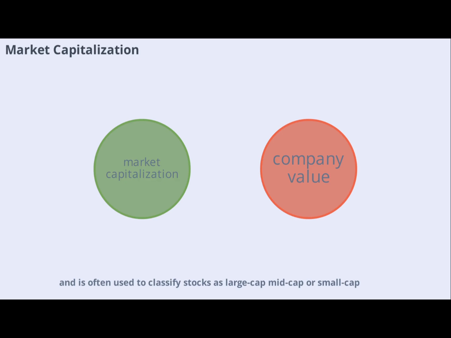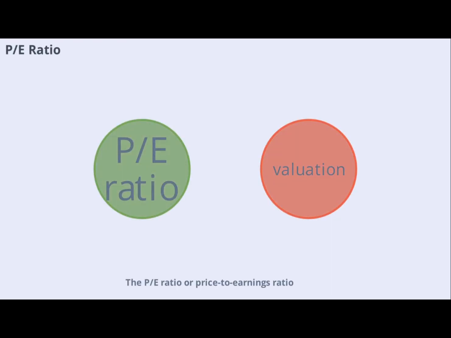P/E ratio, or price-to-earnings ratio, compares a company's current share price to its earnings per share. This metric helps investors determine if a stock is overvalued or undervalued relative to its earnings. A high P/E ratio may indicate high expectations for growth, while a low P/E could signal undervaluation or concerns about future performance.